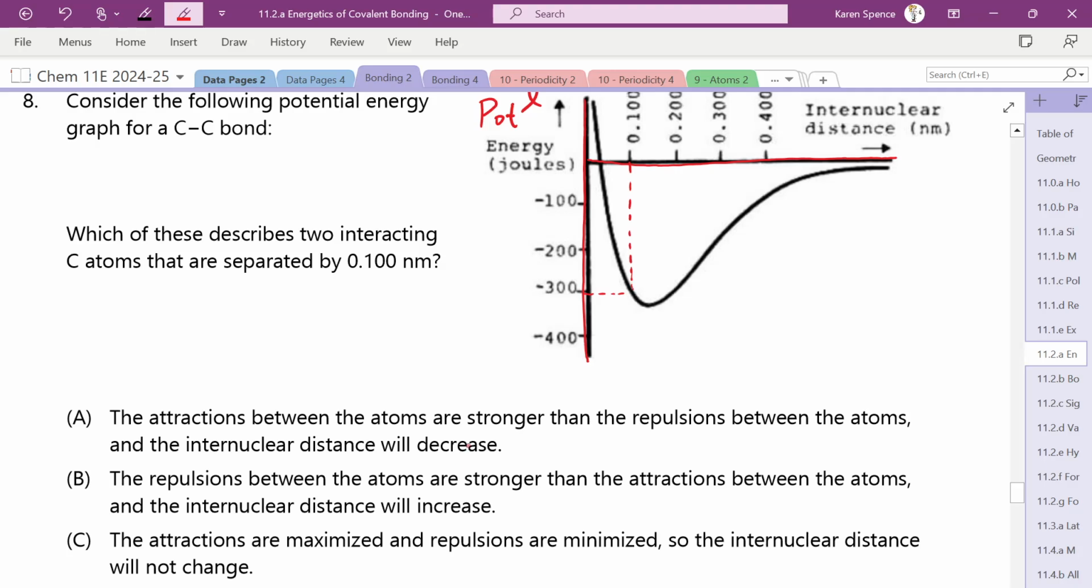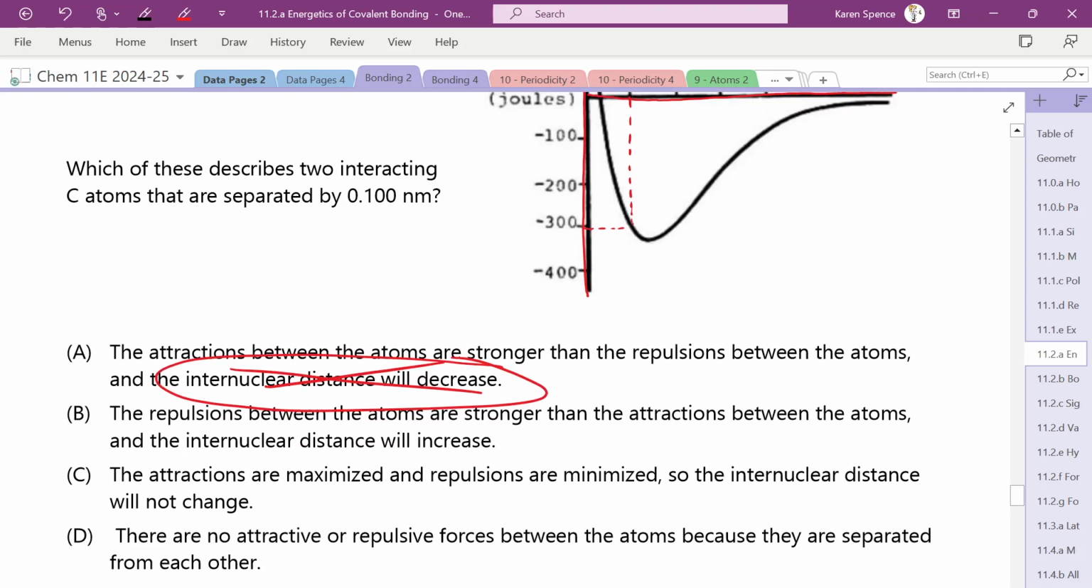Okay, well, A is wrong because the internuclear distance won't decrease regardless, right? Because it's not going to get smaller because it's too small right now. Yes? The repulsions between the atoms are stronger than the attractions, and so the internuclear distance will increase. That's probably the correct answer. I understand what you're saying, Tony, but let's just take a look at the other options first, okay?